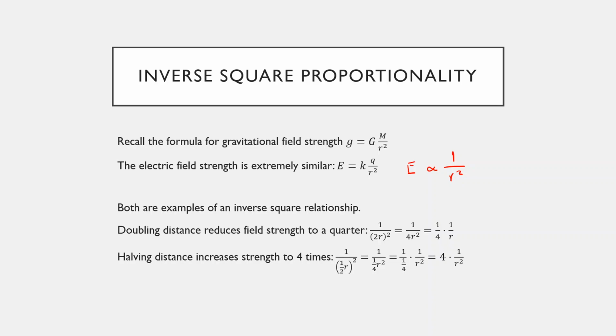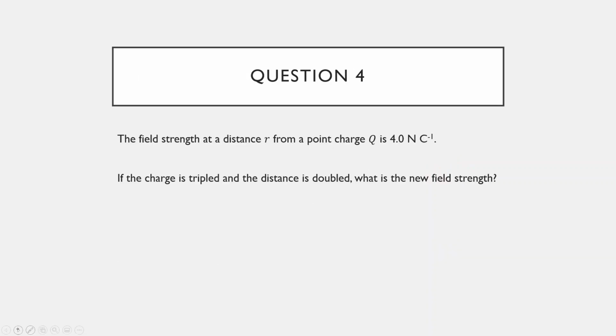Okay, inverse square proportionality. So here's a question. We've got field strength at a distance r from a point charge q is 4 newtons per coulomb. If the charge is tripled and the distance is doubled, what is the new field strength? The way that I would tackle a question like this is I would say, all right, what's the old field strength in terms of these values? Well, we know the electric field is simply equal to k times q on r squared. We don't know what q is, we don't know what r is. Don't worry about that. We know how they're changing though.